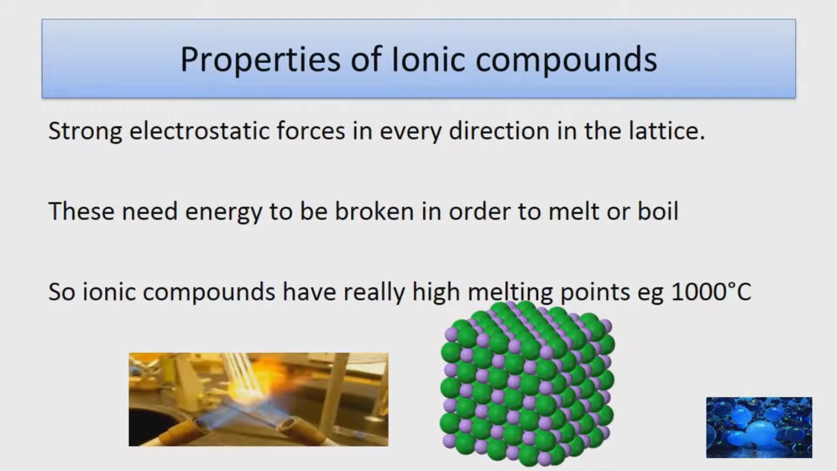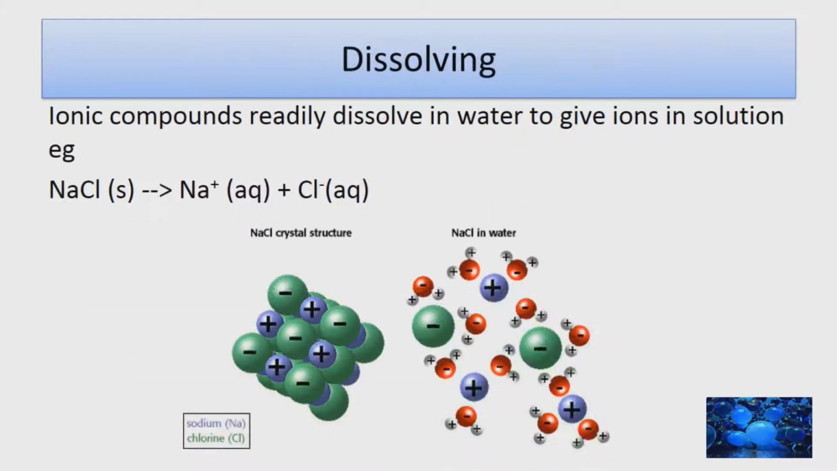Property of ionic compounds. The ionic compounds we saw in the last presentation are formed by metals and non-metals. They have strong electrostatic force in every direction in the lattice, and these need energy to be broken down in order to melt or boil. So ionic compounds have a really high melting point, for example in thousands of degrees C, to try and split this lattice up. Ionic compounds readily dissolve in water.